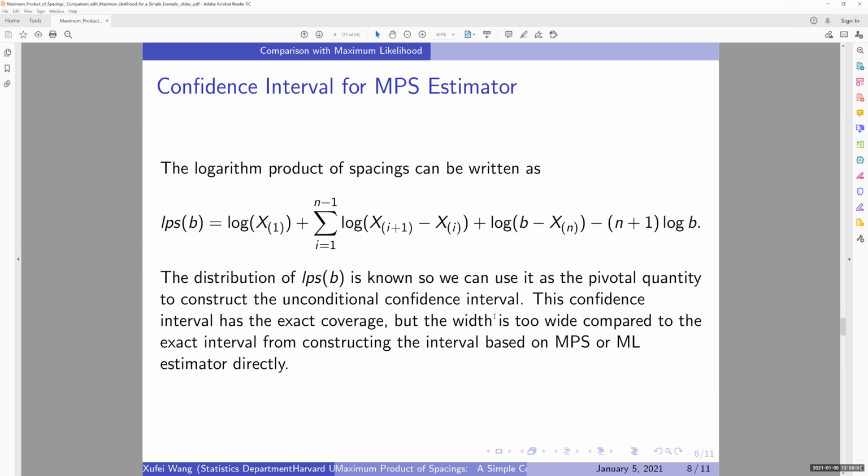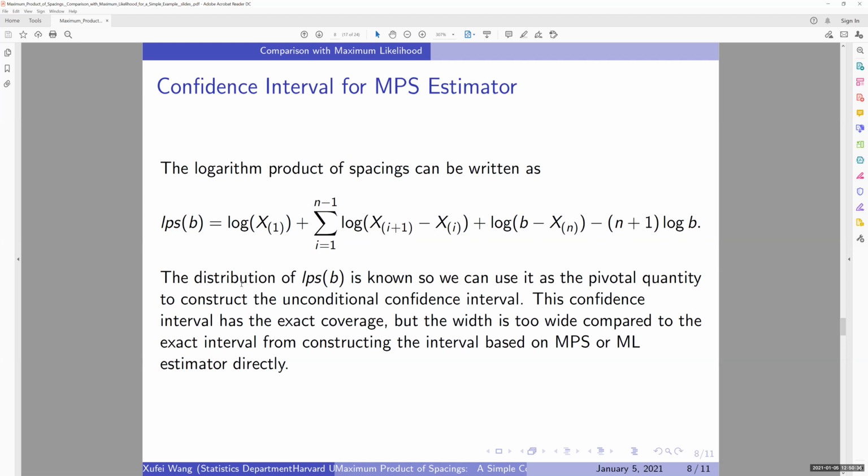So let's then go to the interesting problem of how to estimate the confidence interval with this MPS estimator. For this uniform example, we can write the logarithm of the product of the spacings as follows. These are the spacings of the data points, and the later part is how we scale the spacing, so the summation of the spacings will be 1. The distribution of this logarithm of product of spacings is known, so we can use it as the pivotal quantity to construct this confidence interval.